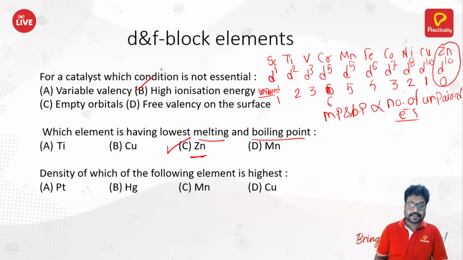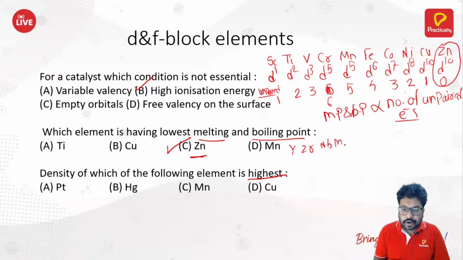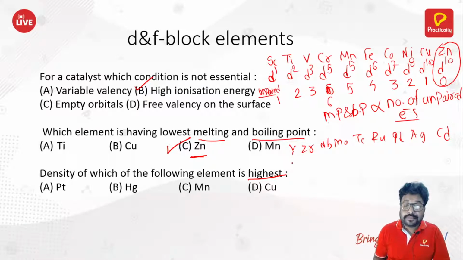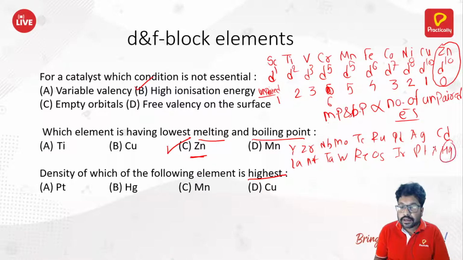Next, the density of which of the following elements is highest? Density of which element is the highest? Now, if you write where this element belongs, you already write scandium, titanium, vanadium, chromium, manganese, iron, cobalt, nickel, zinc. Then you have yttrium, zirconium, niobium, molybdenum, technetium, ruthenium, palladium, silver, cadmium. After that, you have lanthanum, hafnium, tantalum, tungsten, rhenium, osmium, iridium, platinum, Au, Hg. These are your elements.